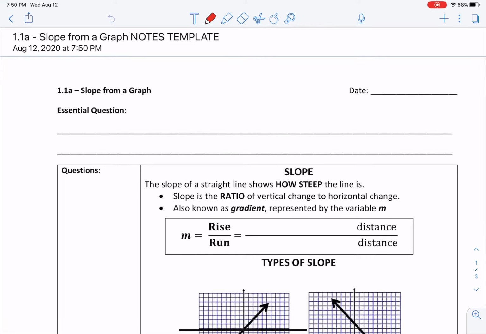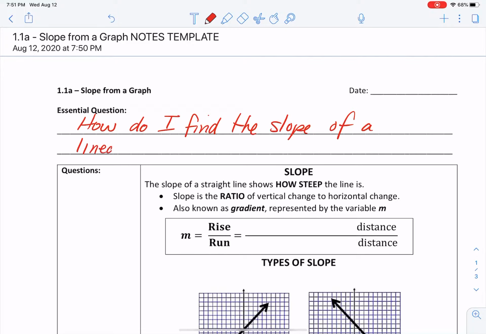Hey, today we are taking notes on slope from a graph. So how do we find the slope of a linear equation from a graph? That is our essential question. How do I find the slope of a linear equation? Notice the word line in there. From a graph. So that's what we're focused on today.